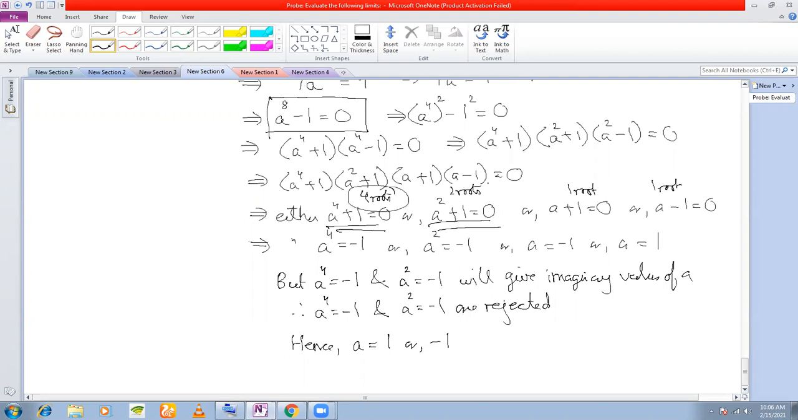These 4 roots will be imaginary. These 2 roots will be imaginary. Only these two will be real. So therefore, the degree of the equation must be equal to the number of solutions of the equation, the number of roots of the equation.